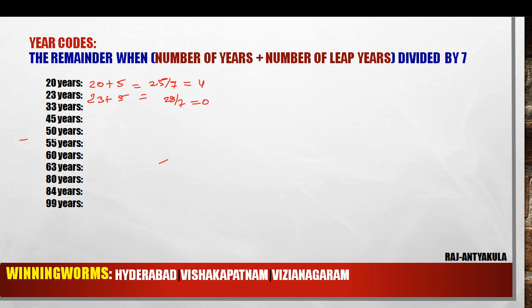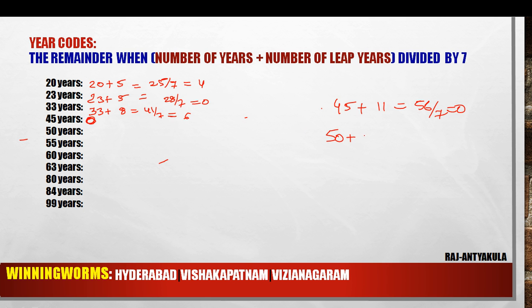Similarly, if you want to find 33, it can be written as 33 plus the number of leap years. How many leap years will there be? 8. So 33 plus 8 is nothing but 41. When 41 is divided by 7, what is the remainder? Which is 6. So the year code for 33 years is 6. Similarly, for 45 years, 45 plus the number of leap years, which is 11. 45 plus 11 is how much? 56. When 56 is divided by 7, the remainder is 0. So for 45 years, the code is 0.